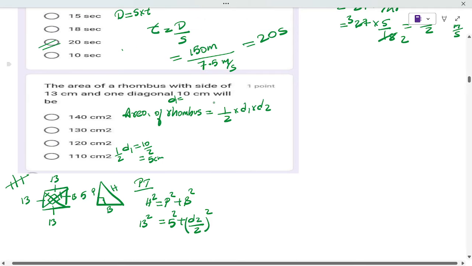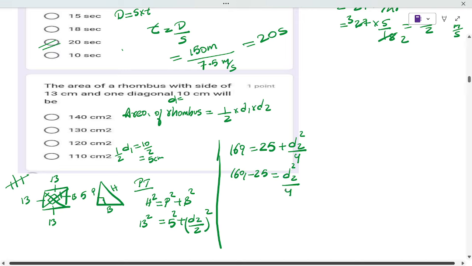So now let's continue from here. 13 squared we know is 169. 5 square is very easy, 25. Diagonal 2 square by 4: 169 minus 25 is equal to diagonal 2 square divided by 4. If we subtract this, it will give us 144. Then we take the square root of 144.